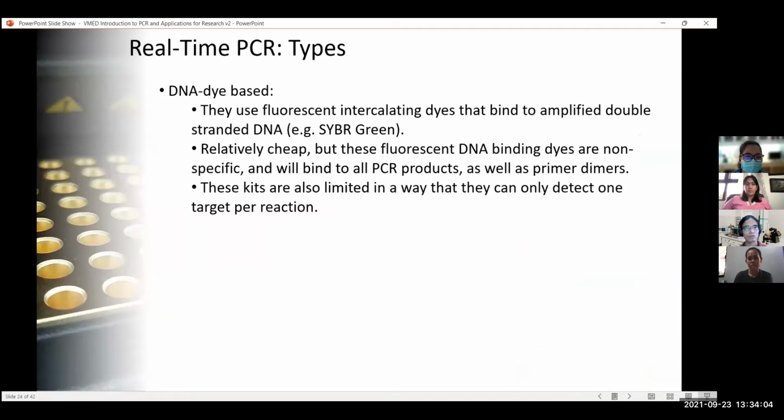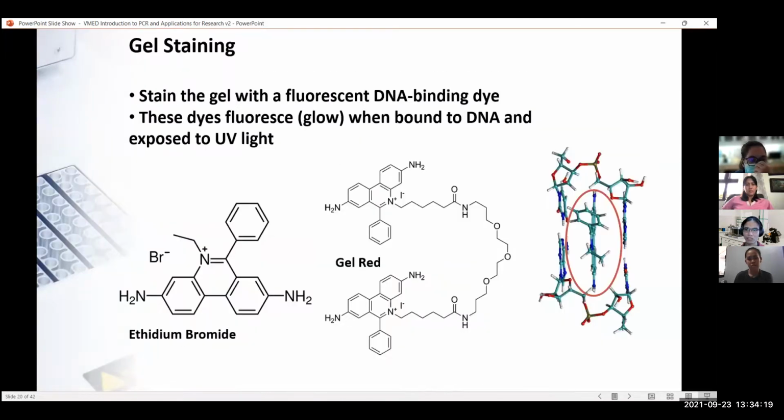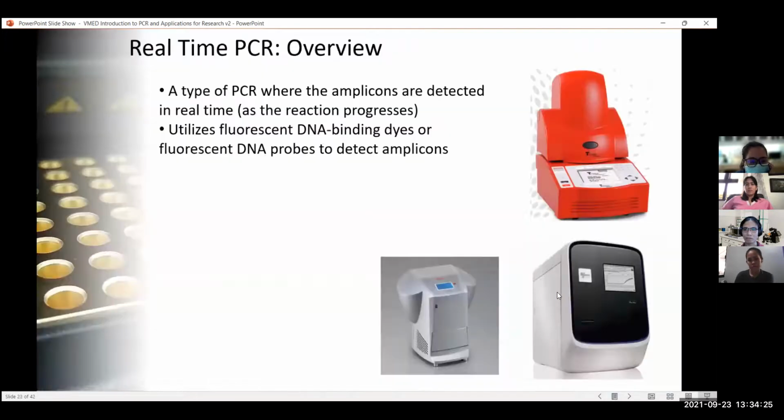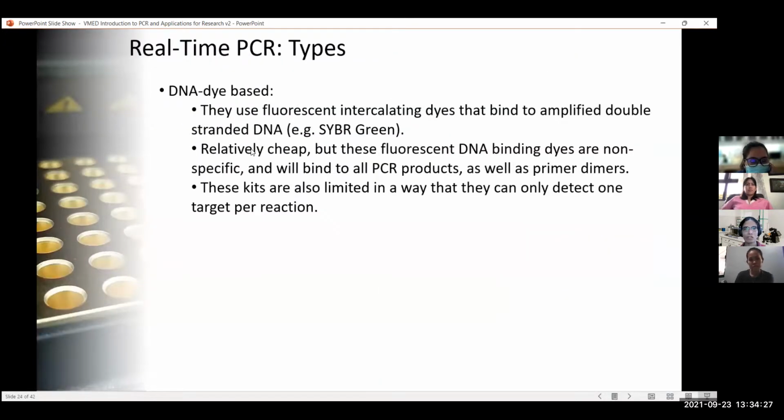There are two types of real-time PCR. The first one is DNA dye-based real-time PCR. They use fluorescent intercalating dyes that bind to amplified double-stranded DNA. Something like this. Similar to ethidium bromide, they will bind between the two strands of the DNA. They are relatively cheap, for example, SYBR Green.